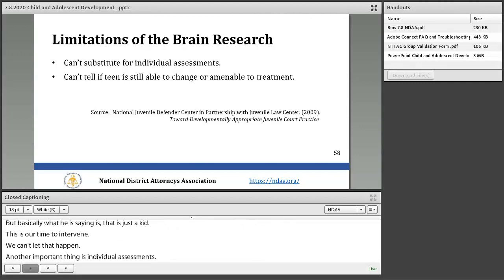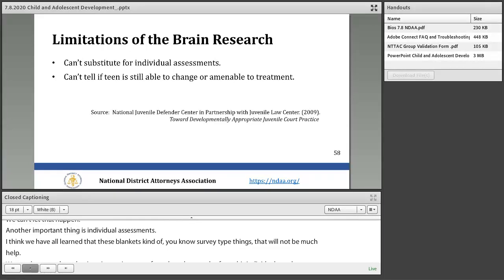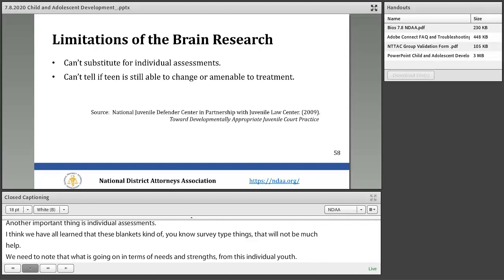Another important thing is individual assessments. I think we've all learned that a blanket, survey type thing is not going to be much help. We need to know what is going on in terms of needs and strengths for this individual youth. One of the documents or tests that we use is called the CANS, and you all probably use it too, the Child and Adolescent Needs and Strengths.